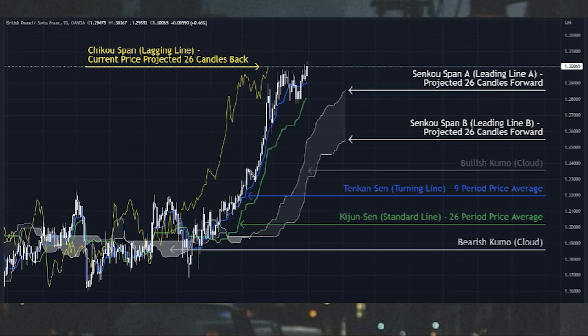Please take note that the Tenkan-sen and Kijun-sen take the highest extremes of each candlestick to calculate their averages, contrary to traditional moving averages, which use only the close price of each candlestick.